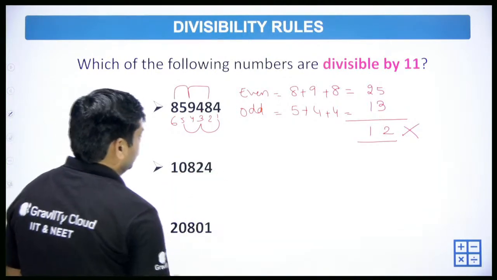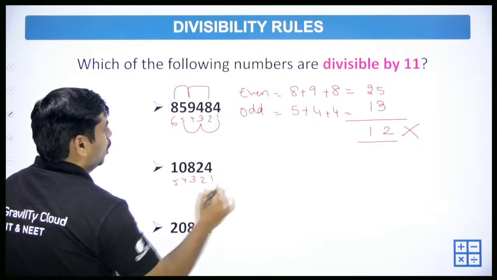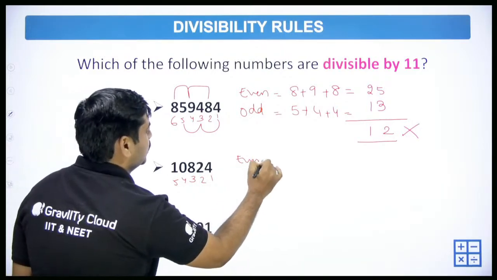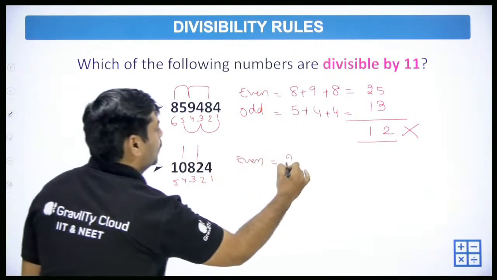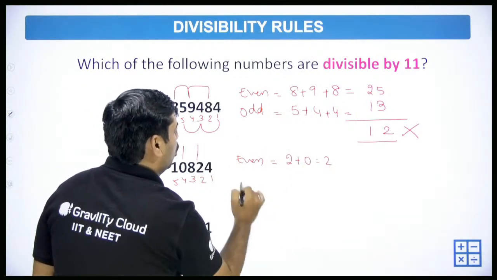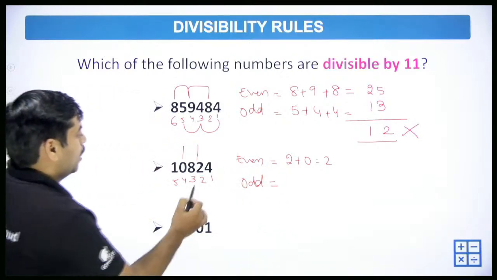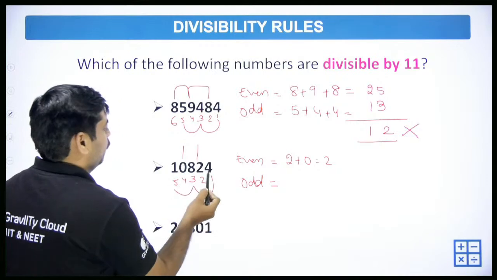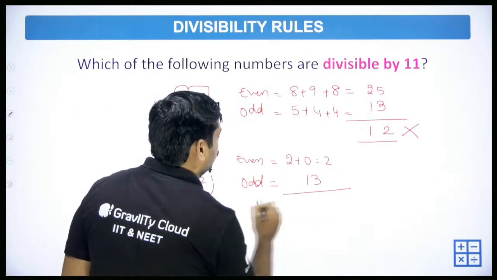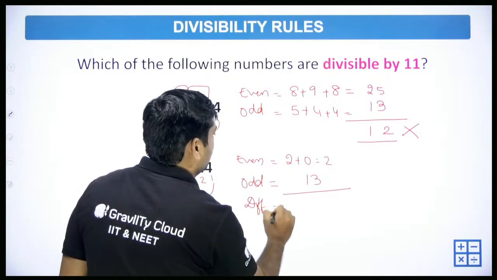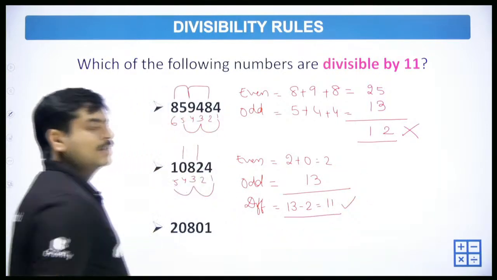10824. So now see here. 1, 2, 3, 4, 5. All the even placed digits, 2 and 0. 2 plus 0 is 2. What about all the odd placed numbers? So this one, 1 plus 3 plus 5, 4 plus 8, 12, 12 plus 1, 13. So the difference of these two, 13 minus 2, which is 11. Yes, it is exactly divisible by 11.